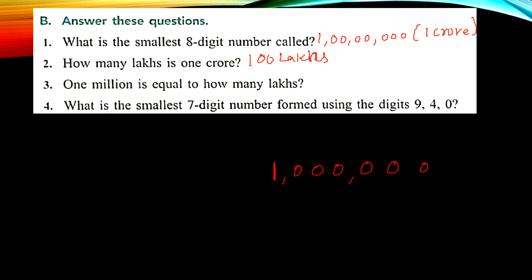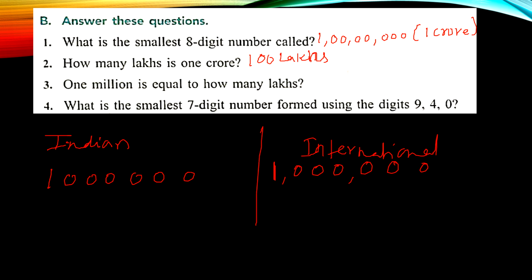Let's rewrite this number in the Indian number system. This is international. But they want to know how many lakhs are there. So let's write it back in the Indian system. You see the total number of zeros is 6. So 1, 2, 3, 4, 5, 6. I'm separating it here. Now let's put the commas as per the Indian number system. So how many lakhs are there in 1 million? 1 million is equal to how many lakhs? Now you can see here clearly, it is 10 lakhs.